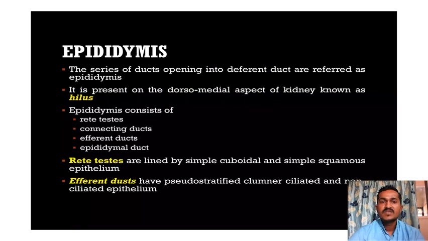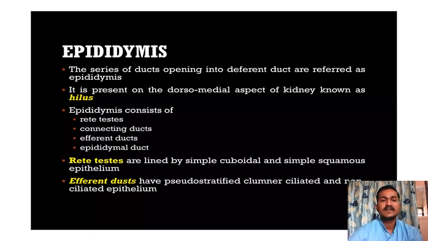Clear? Now next, the testis is followed by the next organ, known as the epididymis. About the epididymis, the series of ducts opening into different ducts are referred to as the epididymis, and it is present on the dorso-medial aspect of the kidney, known as the hilus. Clear? Epididymis consists of rete testis, connecting duct, efferent duct and epididymal duct.